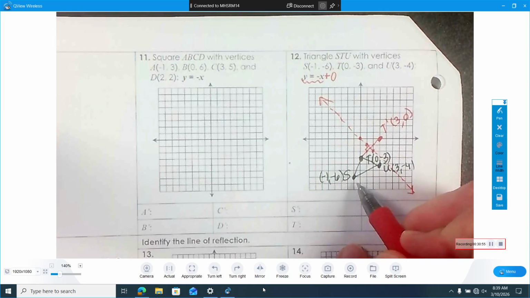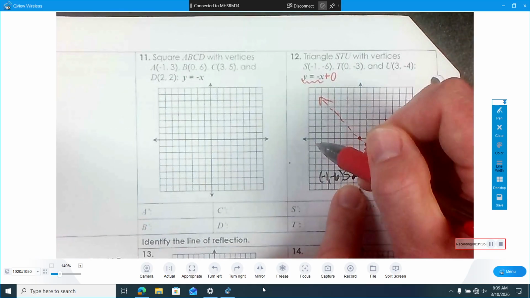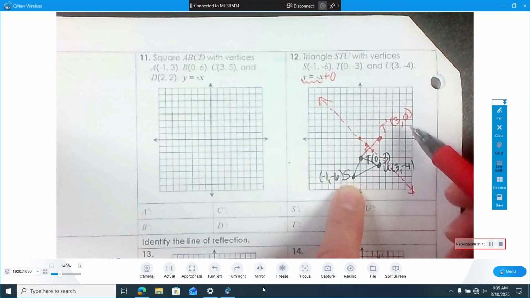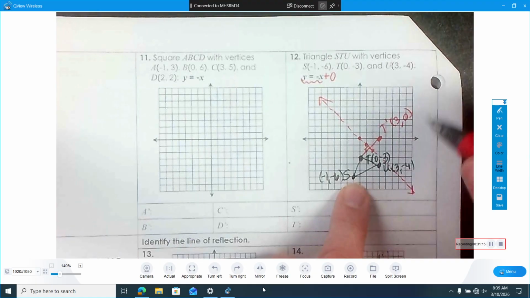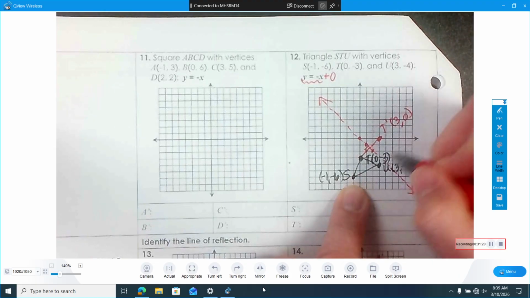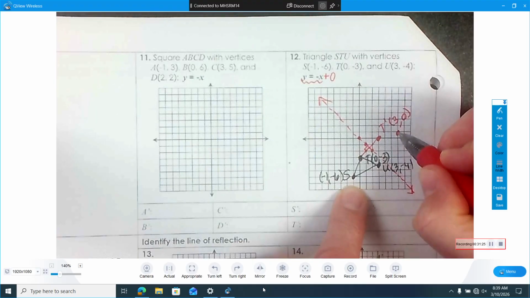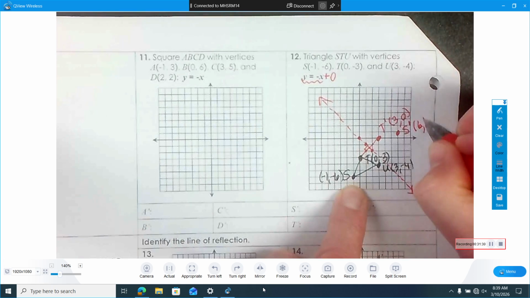Let's see what happens with S. What do you think S prime is going to be? Negative 6, 1 would be over here. So that doesn't work, right? It has to be somewhere over here. So what do you think it's going to be then? Yeah. So 6, negative 1 is not it; 6 turns to positive 1, it turns out. Let's look at that. 1, 2, 3, 4, 5, 6, positive 1 right here. So this is S prime at 6, positive 1.